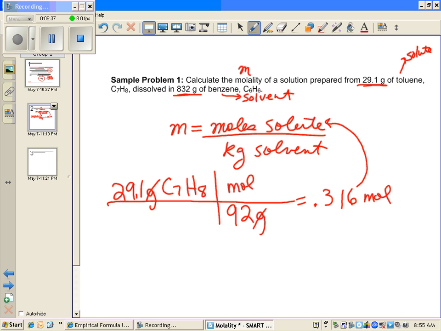All right? So this, instead of becoming 832, becomes 0.832 kilograms. Remember that the bigger the unit, the smaller the number will be. So I'm increasing the unit from grams to kilograms, so I'm decreasing the number that many times. All right? So I'm going to now put that number in right there. Does that make sense, everybody?